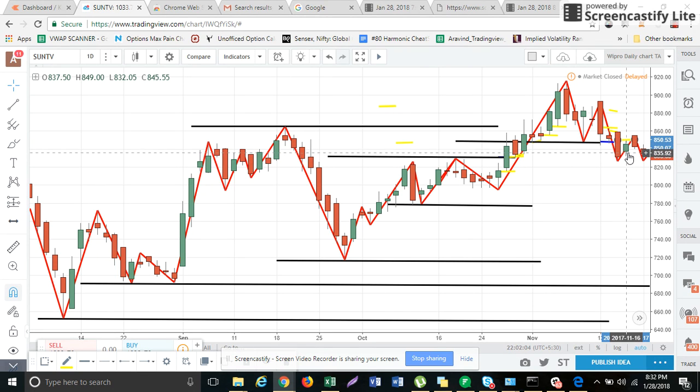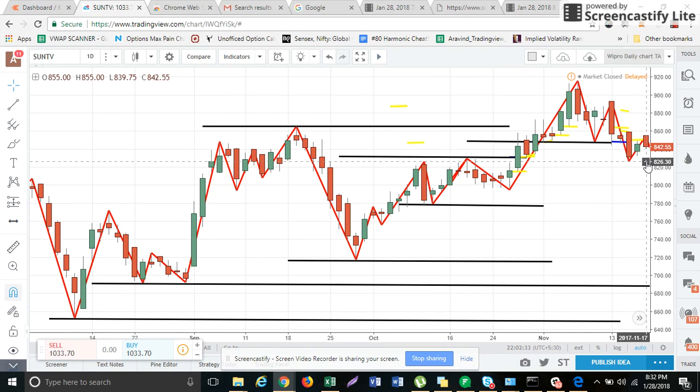So what happened on the next day, it formed a higher top, and it hit our stop loss. So our entry was at 848.10, and our stop loss hit at 849. So we made a loss of 0.90, less than 1 point, and we exited our trade. So on 17th of November.